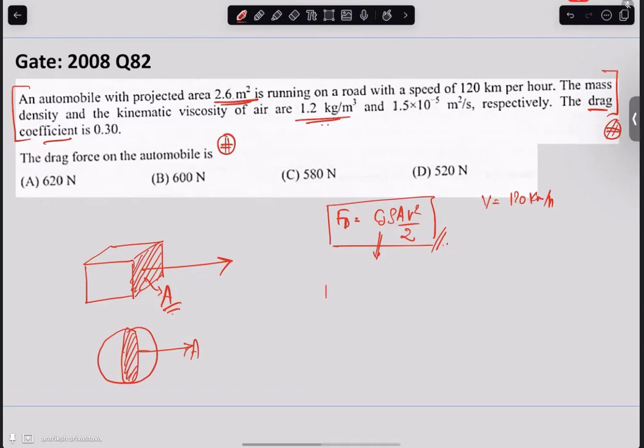So basically, we can calculate the FD using this formula. So 0.3 into rho 1.2 into area 2.6 into velocity square. So velocity is given as 120 kilometer per hour. We just multiply it by the conversion factor that I have told you earlier. So you want to convert from kilometer per hour to meter per second, you have to multiply by 5 by 18. Right, so you have 120 into 5 by 18. So the velocity is going to be 33.33 meter per second.